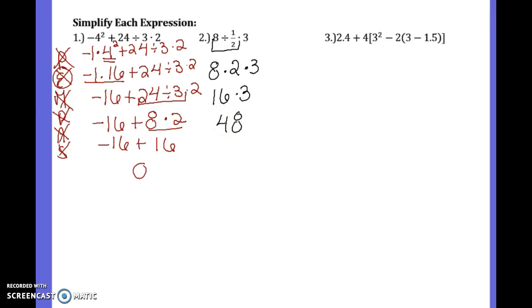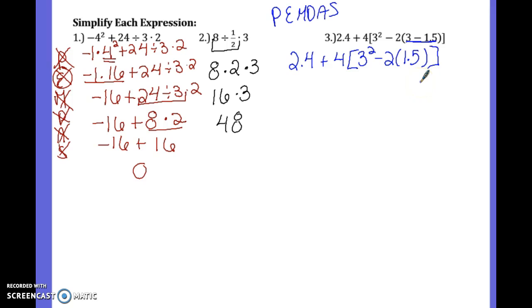Number 3 is a nice big one. Remember, you're going to do your PEMDAS. So do your innermost parentheses first, which is my 3 minus 1.5. So your 2.4 stays, plus 4 times the quantity of 3 squared, minus 2 times 3 minus 1.5 is just 1.5. End your parentheses, end your bracket. Keep working on your parentheses. Let's do our exponent inside of there and get 9.